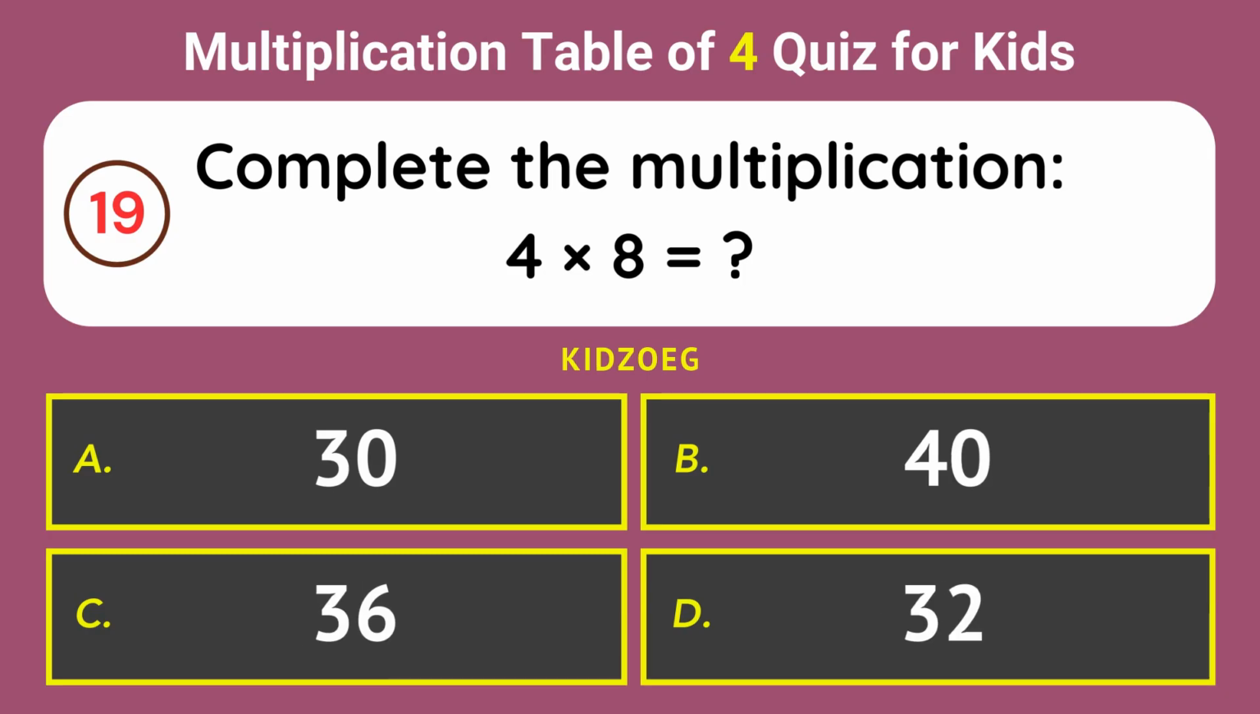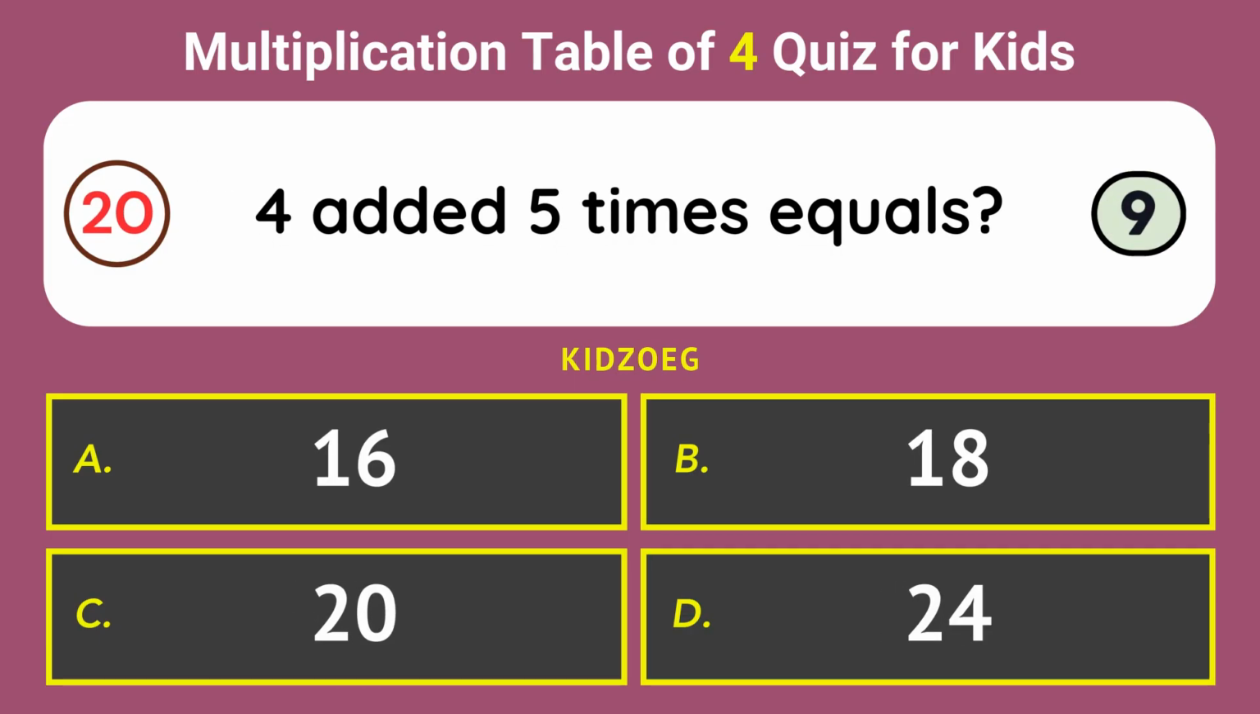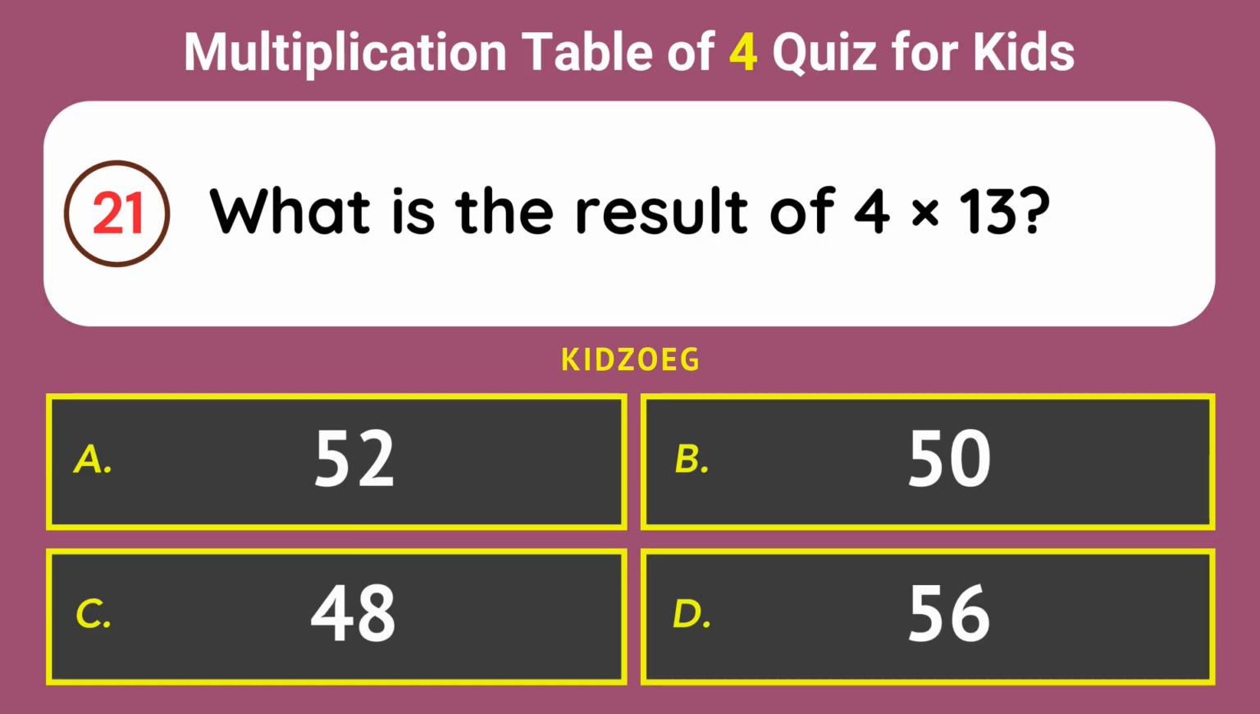Complete the multiplication. 4 times 8 equals? $32. 4 added 5 times equals? $20. What is the result of 4 times 13? $52.